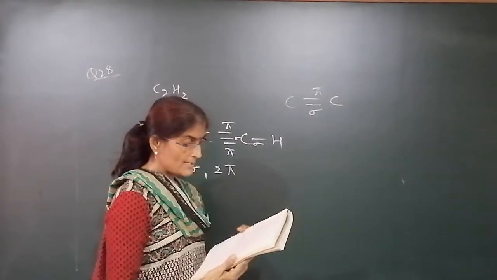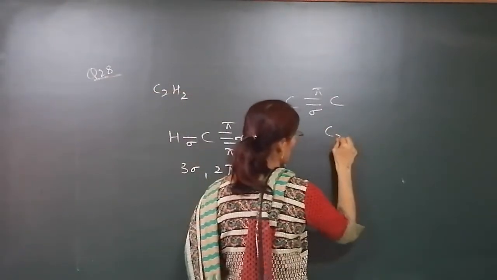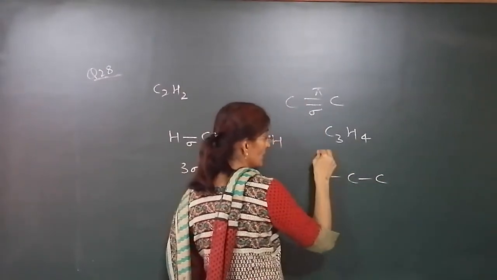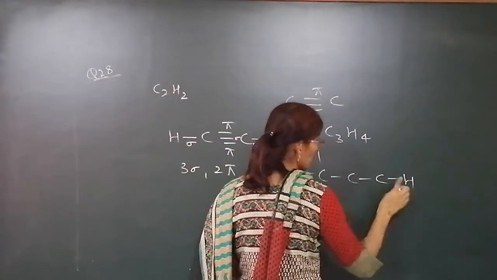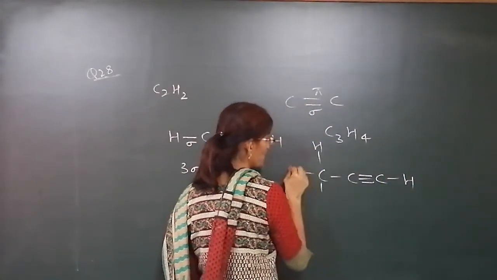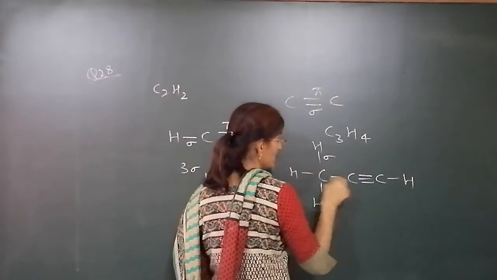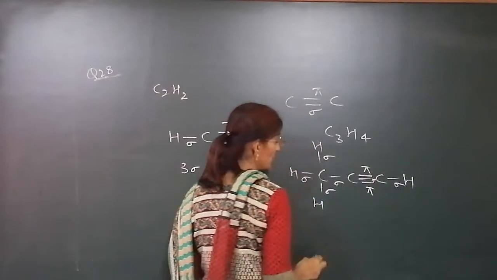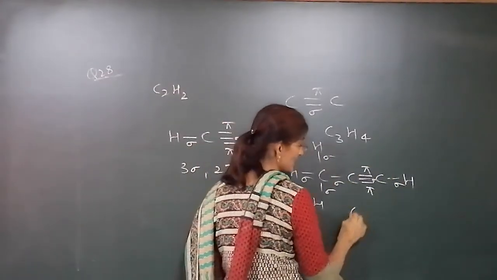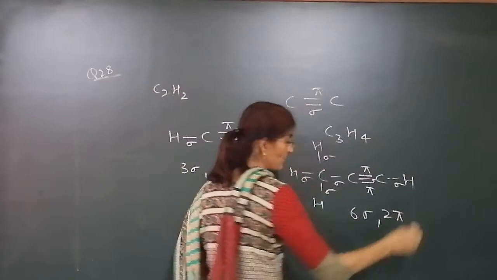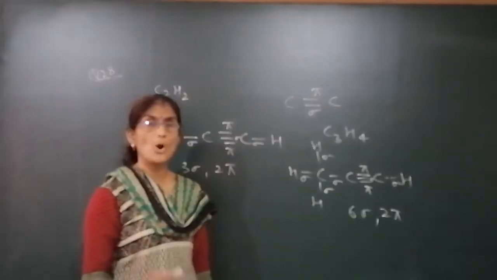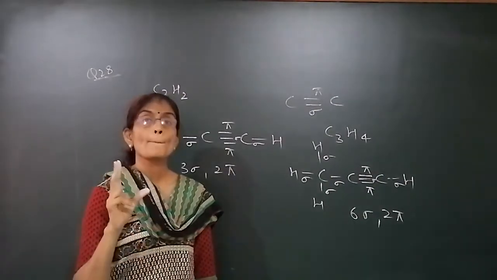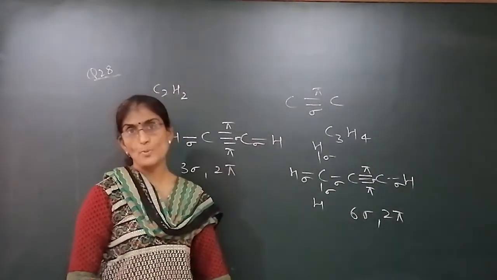Next example given is C3H4. 1, 2, 3 carbons and H4 only. There is a triple bond between them. This is sigma, sigma, sigma and sigma. Between these is sigma and 2 pi. So how many total sigma? 1, 2, 3, 4, 5, 6. 6 sigma, 2 pi bonds. So if all are single bonds, they will be sigma. If a double bond, 1 sigma, 1 pi. If a triple bond, then there is 1 sigma and 2 pi bonds.